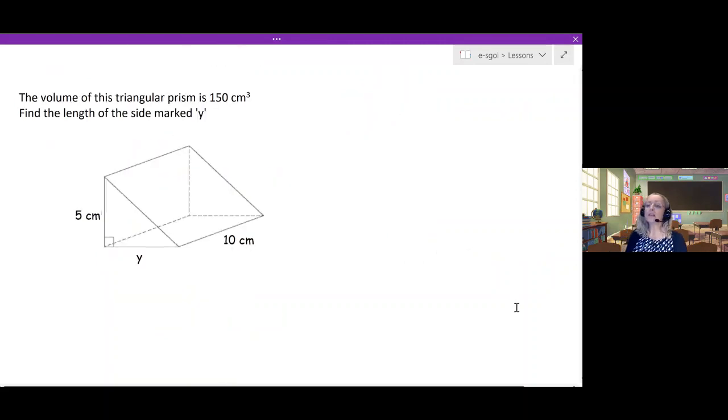So this one says, the volume of this triangular prism is 150 centimetres cubed. Find the length of the side marked Y. Okay, so we know that for our volume, it's going to be the area of the triangle multiplied by the length. So let's fill in what we already know. We know that the volume is 150, and that is the area of the triangle.